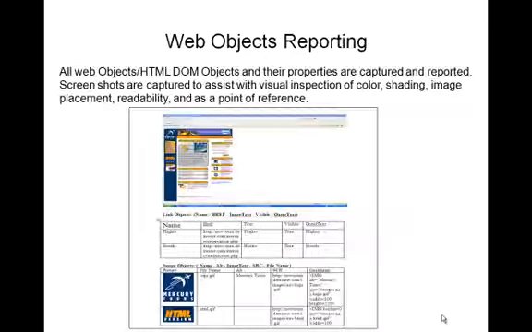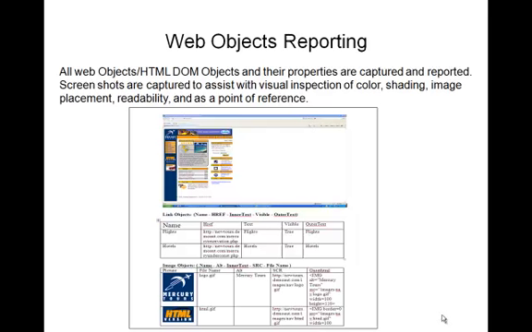All web objects, HTML DOM objects, and their properties are captured and reported. An example is shown here. Screenshots are captured to assist with visual inspection of color, shading, image placement, readability, and as a point of reference for the report. As the test progresses from screen to screen, page to page, the page screenshot is captured and placed in the report. All the objects on that page are then listed underneath that screen capture.